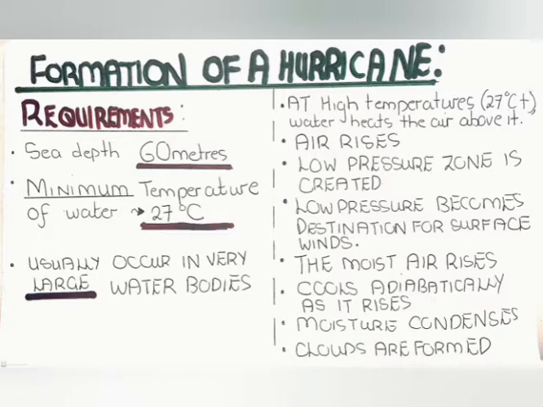Now that we've looked at the requirements needed, we're going to look at the actual formation of a hurricane. So at 27 degrees Celsius or at a higher temperature, your water heats up the air above it. The air above it becomes less dense than the surrounding air, and being less dense, it rises. As it rises, it expands, which results in cooling, and eventually it reaches its condensation level where condensation takes place, and this is how we then have clouds forming. And with time, larger clouds are formed, more clouds are formed, and eventually it grows into a cyclone.